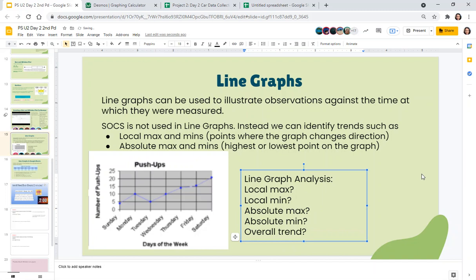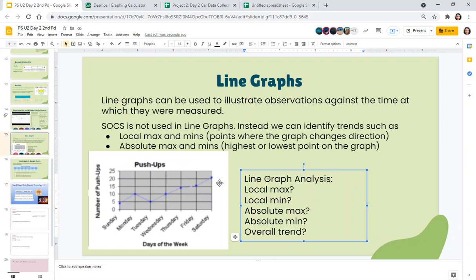Okay. So in this graph, we see the number of push-ups somebody did each day. On Sunday, it looks like about 4, Monday 10, Tuesday 5, Wednesday 10, Thursday 15, Friday 16. Okay, I'm a little bit off, but you get the idea. And Saturday, maybe 21. Okay, so the overall trend, if you start Sunday at 4 and you end Saturday at 21, I want to know if you think that would be a positive or a negative trend. What do you guys think?